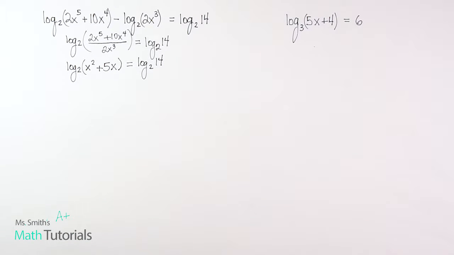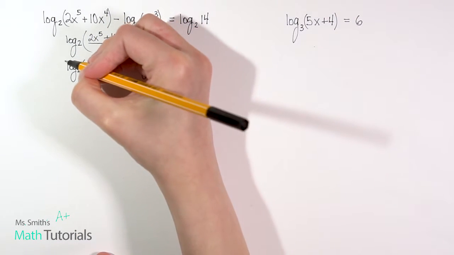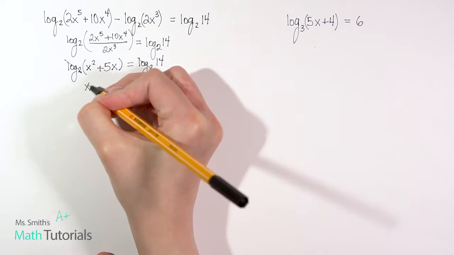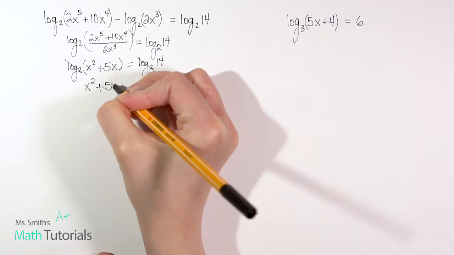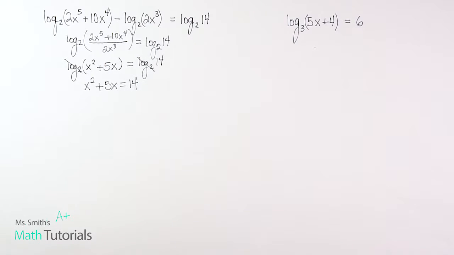And at this point, this looks kind of like the ones we just did on the first page, right? We have a log on either side with a base of 2. So we can go ahead and cancel out the log base 2. So now all I have left is x squared plus 5x equals 14. Hopefully this is looking a little familiar to you. This is reaching back into, or we're incorporating into this, our factoring.